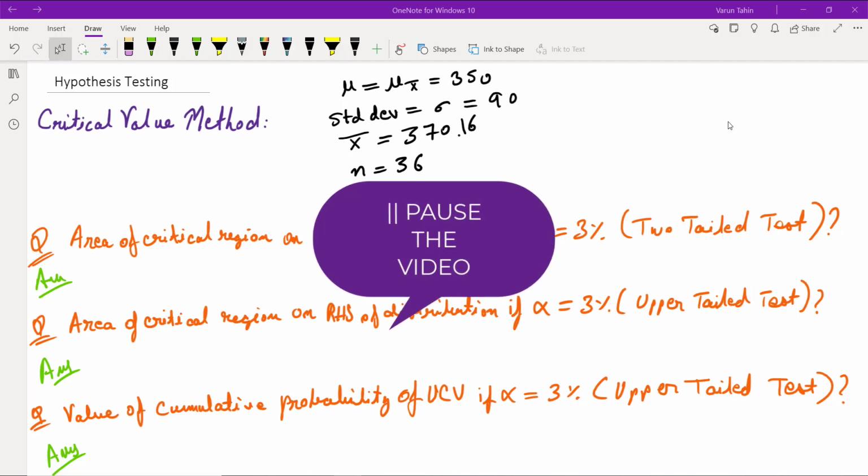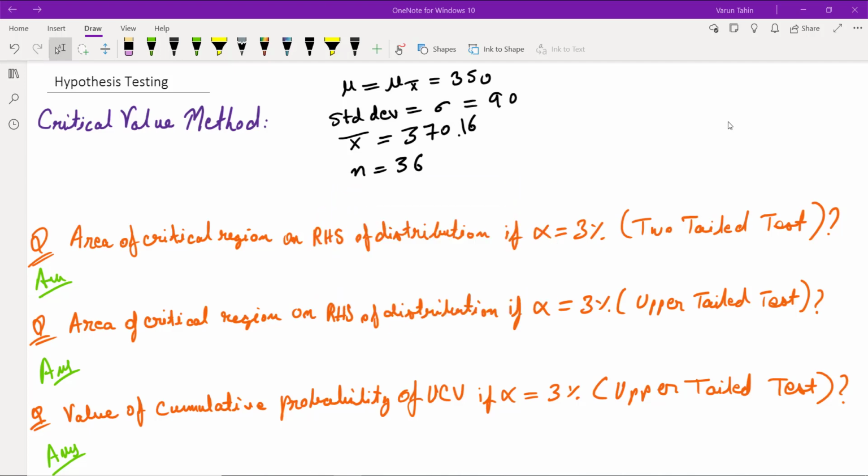Now, based on our understanding of the previous example, can you pause the video and solve these questions for me? The first question says that we have to find the area of the critical region on the right hand side of the distribution if alpha or the significance level is 3%, and this is a two-tailed test. As we can recall, we have to distribute this among the left hand side and the right hand side because this is a two-tailed test.